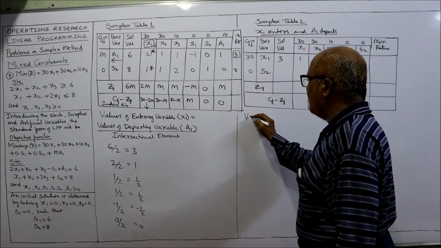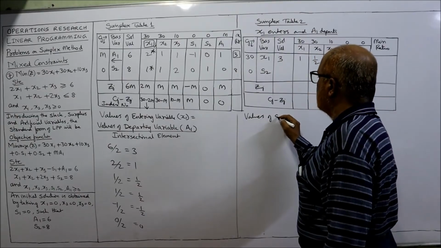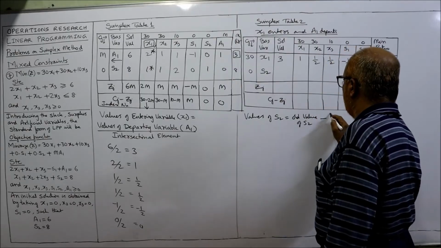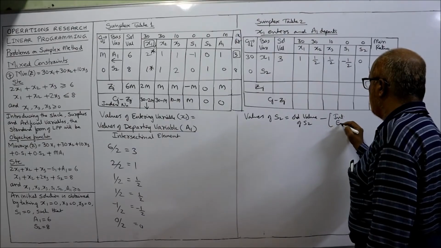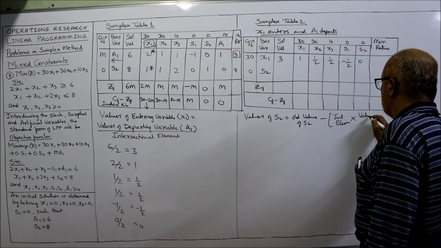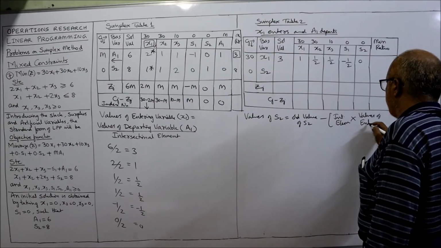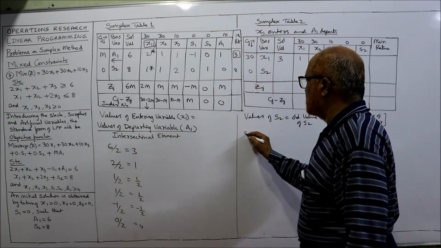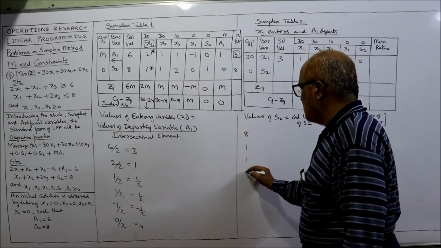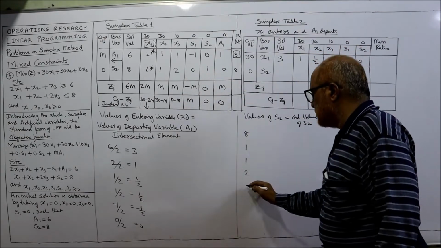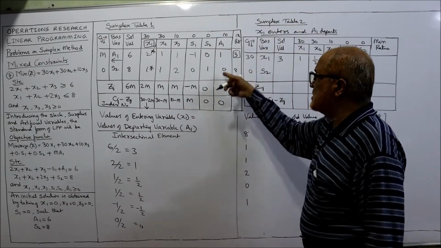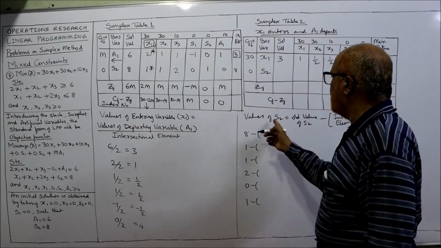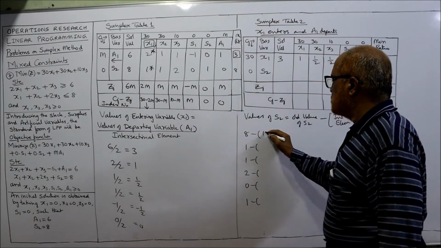Now we need to find out the values of S2, which is equal to old values of S2 minus intersectional element into values of entering variable. Old values of S2 are 8, 1, 1, 2, 0, 1. I am not taking 0 because it is A1. Minus intersectional element of S2 is 1. So 1 into.